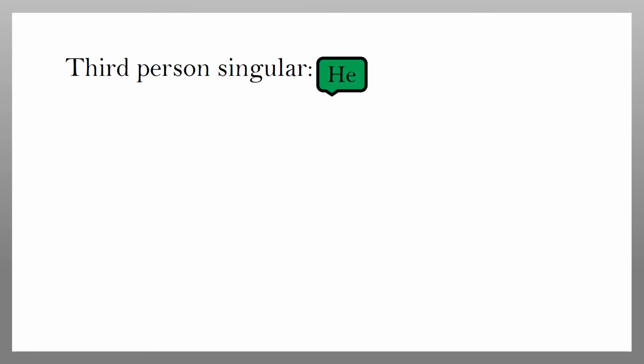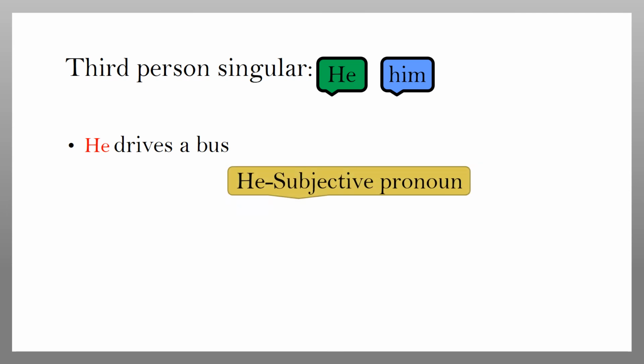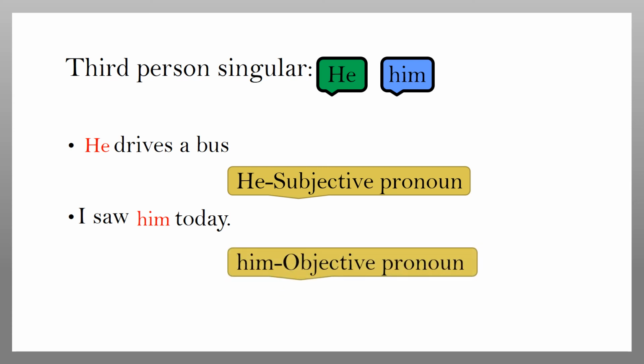Next, see, under third person singular, how he and him are used as personal pronouns. He drives a bus. In this, he is in the position of subject, so it is a subjective pronoun. In next sentence, I saw him today. In this sentence, him is in the position of object, so it acts as an objective pronoun.